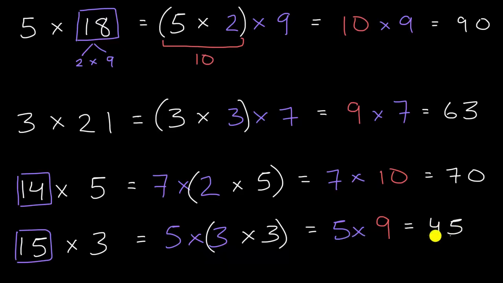And another way to get to 45, you could say, hey, 5 times 10 is 50, so 5 times 9 is going to be 5 less than that, which is also 45.